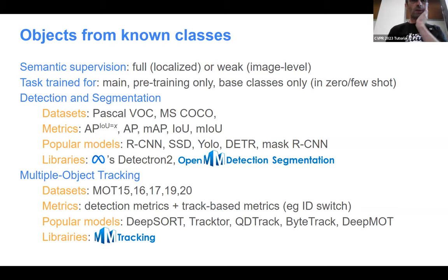So again, this is very partial, and of course a few recent good trackers that I put on the slide, including some with transformers. And again, in the OpenMMLab library, you have a library for tracking.